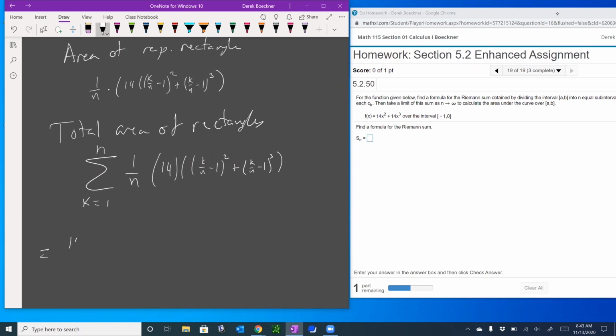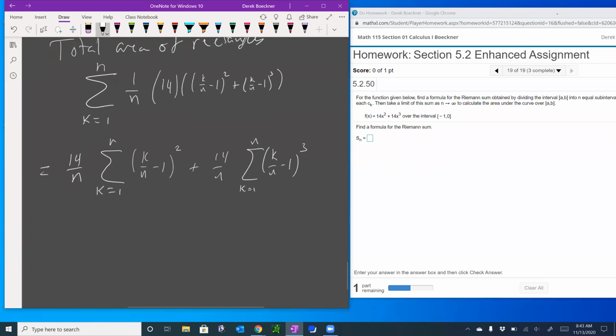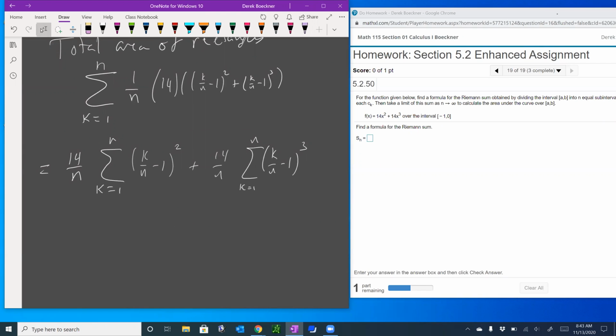Okay. I can factor out the 14 over n. And I can do k over n minus 1 squared. I can add that to 14 over n sum k over n minus 1 cubed. K equals 1 to n. Still good? Okay.